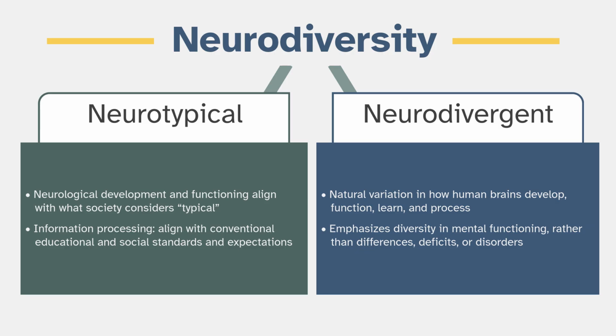Neurotypical refers to people whose neurological development and functioning align with what society considers the typical or dominant norms. Neurotypical individuals often process information in ways that align with conventional educational and social systems. These individuals' brain development, cognitive functioning, and information processing align with societal standards and expectations. In the neurodivergent approach, there is no single normal way to think, learn, or process information, similar to diversity in culture, language, or personality. Neurodivergent students may or may not qualify for an accommodation.